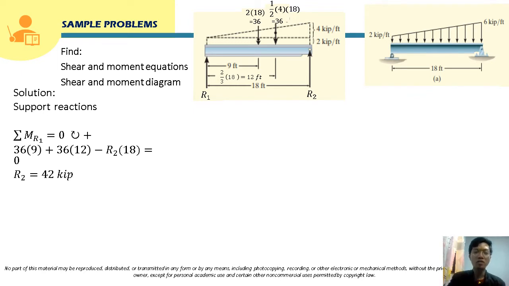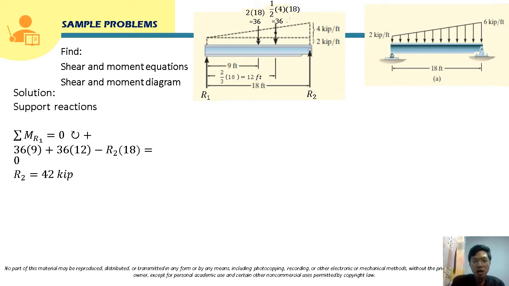Solving for R sub 2, if we input that in your calculator, R sub 2 times 18, now we will just transpose it to the other side so that it will be positive. So this will be 36 times 9 plus 36 times 12, divided by 18. So this will be 42 kips.